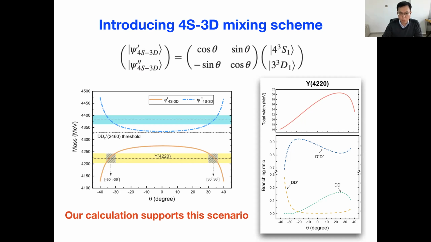In our work, we also introduced the mixing scheme between the 4S and the 3D. Why do we need to introduce this mixing scheme?